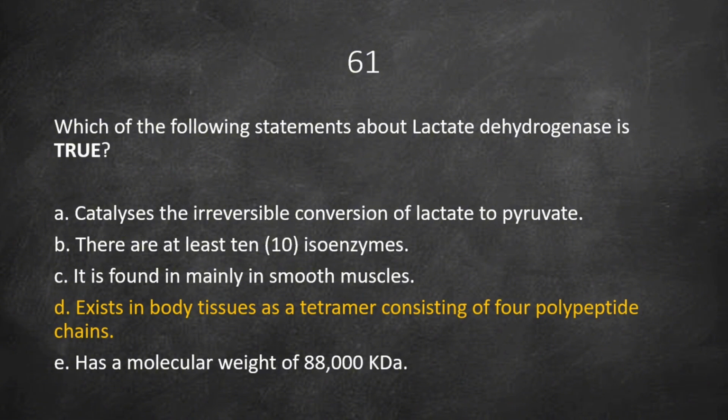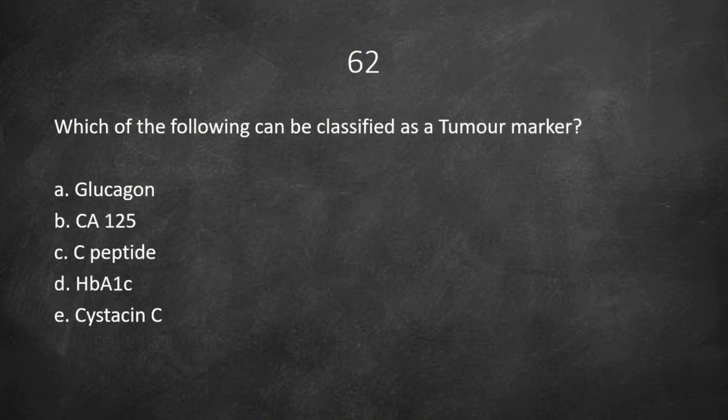Okay, question 62. It says: which of the following can be classified as a tumor marker? A. Glucagon. B. CA125. C. C-peptide. D. HbA1c. Then E, cystatin C. The correct answer here is CA125. This CA125 is a well-known tumor marker which is used primarily to monitor ovarian cancer. Okay, so that's question 62.